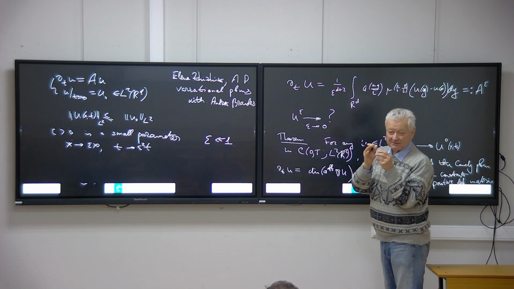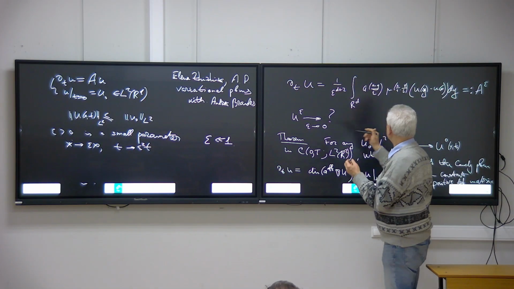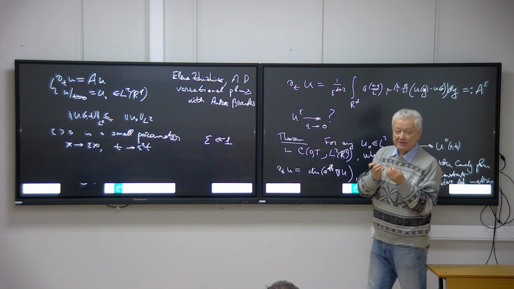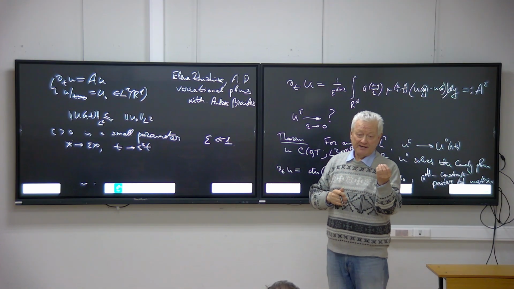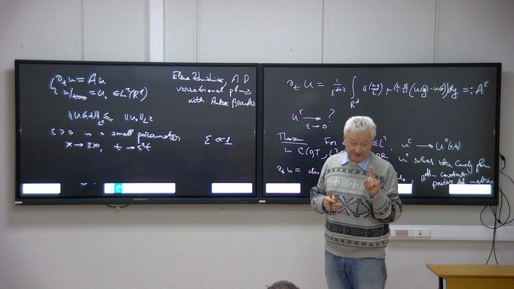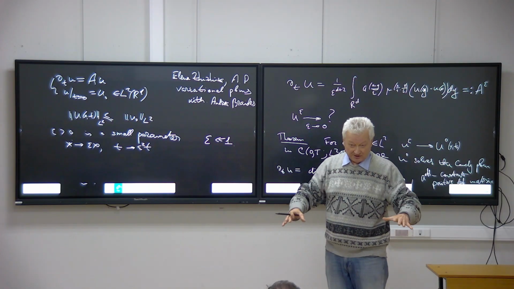The contribution of these two functions is due to the x and y which are very close to each other. Otherwise, a of x minus y over epsilon is getting negligible, because you remember second moment is finite, so it's really localized.